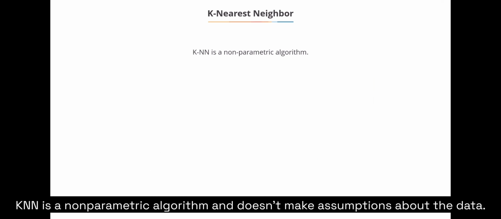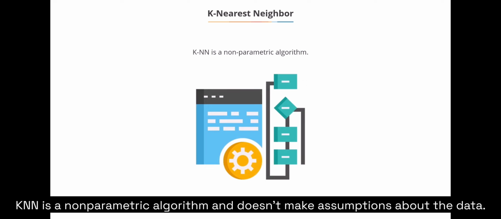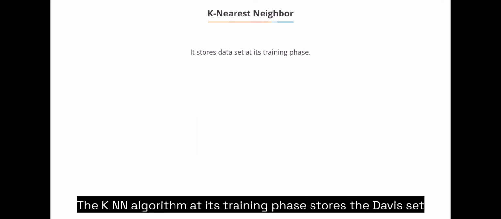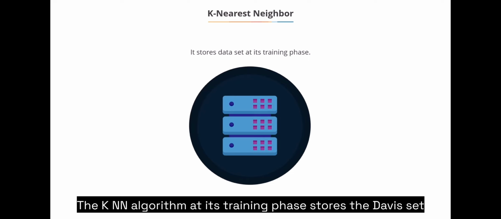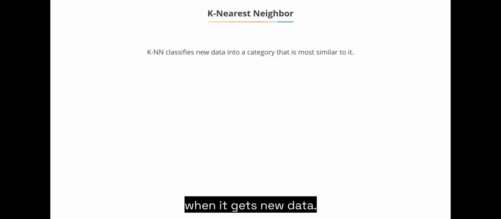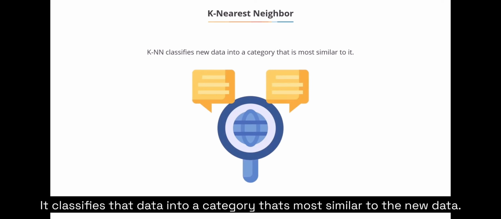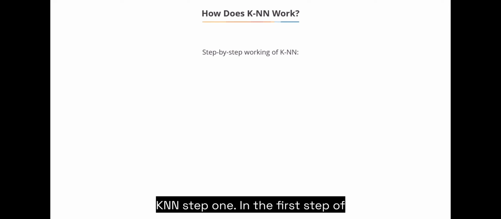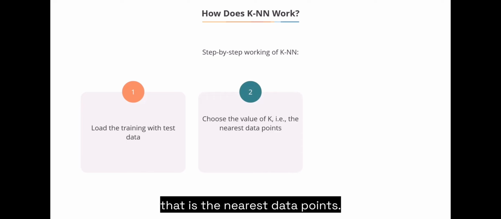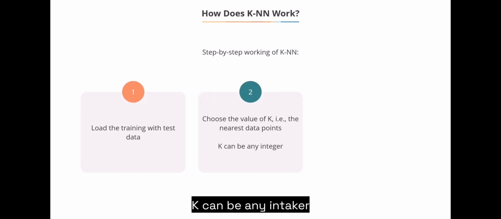KNN is a non-parametric algorithm and doesn't make assumptions about the data. The KNN algorithm at its training phase stores the data set. When it gets new data, it classifies that data into a category that's most similar to the new data. How does KNN work? Here is a step-by-step working of KNN. Step 1. In the first step of KNN, we load the training and test data. Step 2. We choose the value of K, that is, the nearest data points. K can be any integer.